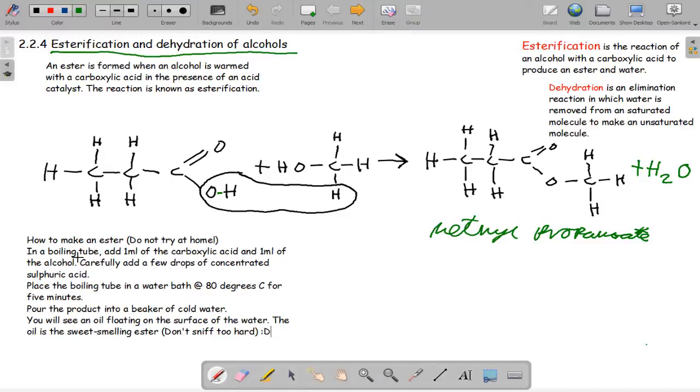So you can make an ester in a boiling tube with 1 milliliter of the carboxylic acid and the same amount of the alcohol. Then you add a few drops of concentrated sulfuric acid, and you put the boiling tube in a water bath at 80 degrees for 5 minutes, and then you pour the product into a beaker of cold water. You will then see the oil floating on the surface of the water. The oil is a sweet smelling ester. Don't sniff too hard, because the fumes are slightly overpowering.